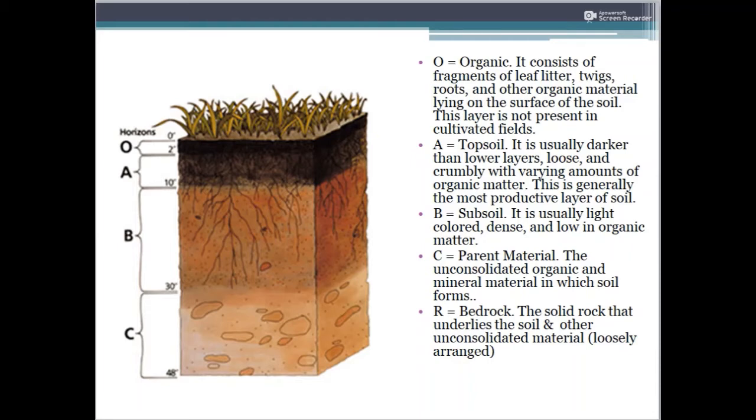And just below the A horizon, you have the B horizon or the subsoil. So you can have it as the top one the organic, second one topsoil, then you have the subsoil. Now this has been found to be light colored, dense, and low in organic matter. As you go from top to bottom, what happens? The organic content of the soil is being found to be reducing in nature.